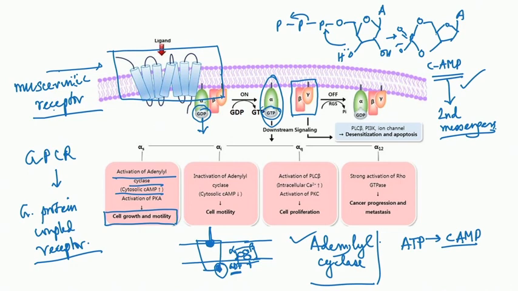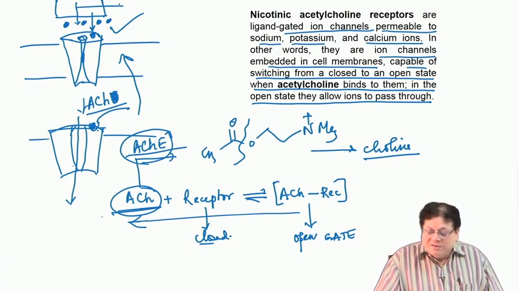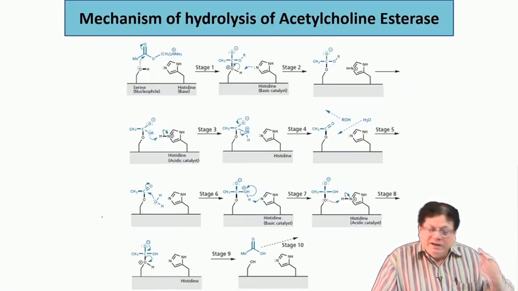cAMP is called a second messenger because this is not the primary one. The primary one is the acetylcholine. Because of the acetylcholine, you are releasing cAMP, and this cAMP now takes out the signal and creates a cascade of processes like activation of PKA, which ultimately results in cell growth and motility, that means the survival of the cell. Okay. So these are the two receptors. The muscarinic receptor is a G protein-coupled receptor, a GPCR, and the other is the nicotinic acetylcholine receptor, which is a ligand-gated ion channel.